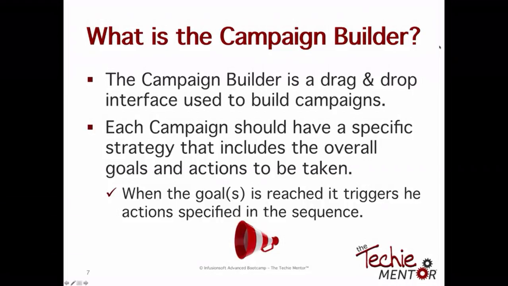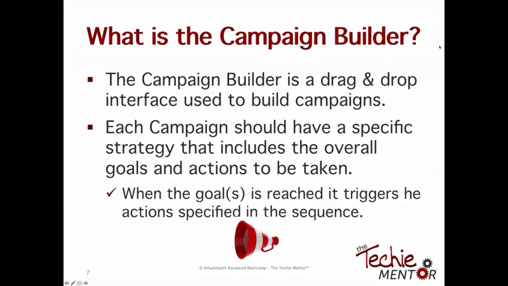So we're going to do a couple different samples here. When the goal is reached, it triggers the actions in the specific sequence. So for instance, if somebody signs up for your free offer, the actions could be apply a tag and then send them an email. Okay, well, if they don't actually do the action or the goal isn't reached, then obviously that's not going to be sent out.